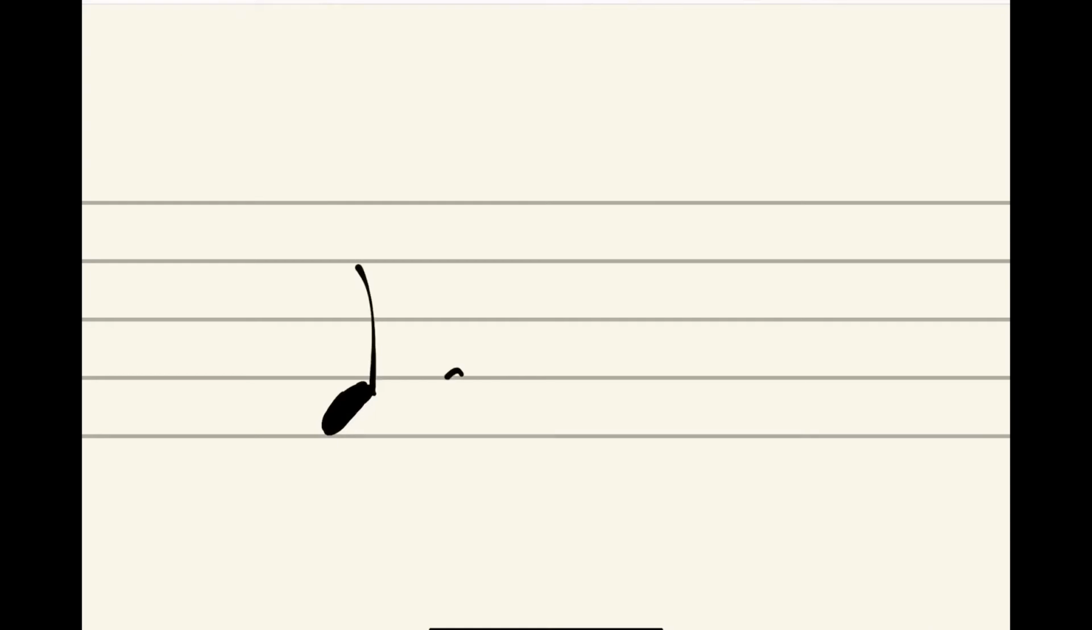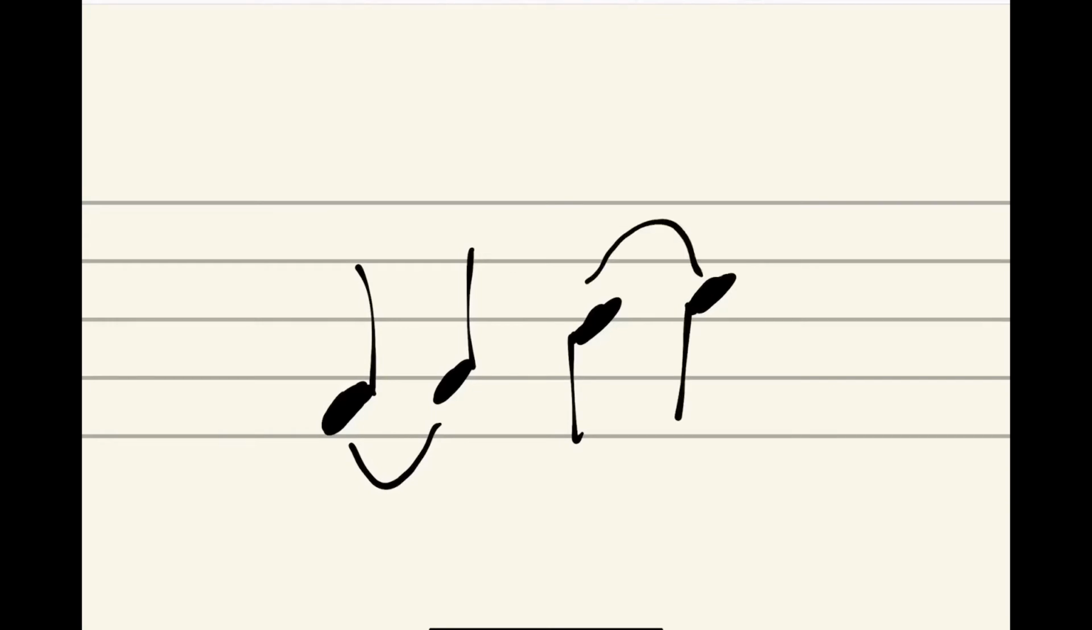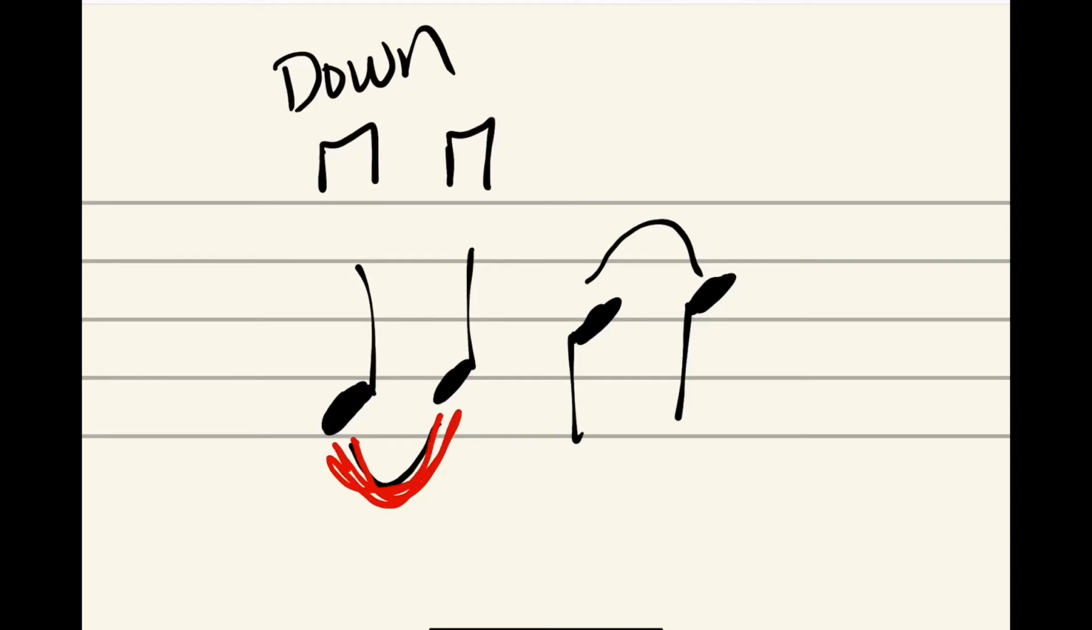Now let's look at how a slur would affect bowings for string players. For example, we have two slurs here, and if the first slur is on a down bow, that first note and that second note would be on a down bow because that slur connects them. So that means that the next bowing would be up. So both notes would be up bow because that slur connects both of those notes. That is how slurs affect bowings for string players.